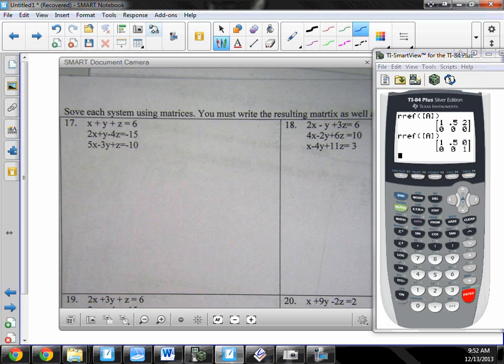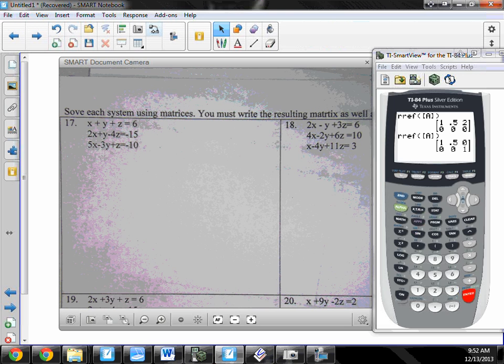Now for 17, I have 3 equations. A linear equation of 3 variables is the graph of a plane. So here are 3 planes. Now usually when you graph 3 planes, they intersect at a single point. Sometimes you'll have infinite and sometimes you'll have no solutions.